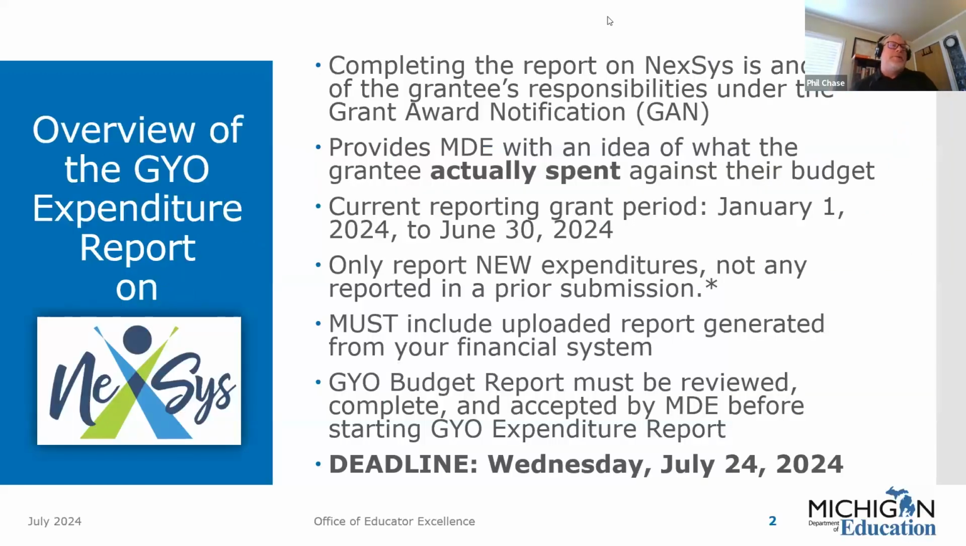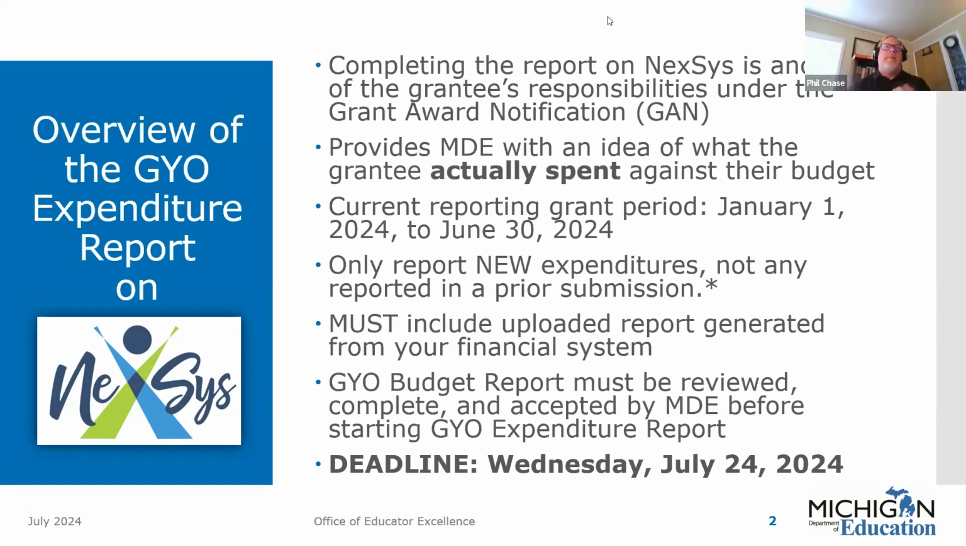So for the Grow Your Own Expenditure Report, this is kind of an overview. Just as a start, to remind everybody, completing the expenditure report and really completing all reports in Nexus is part of your grantee's responsibilities under the grant award notification. It's a really important part of the grant administration. The GYO expenditure report this time around, in July 2024, is going to provide MDE with an idea of what the grantee actually spent against their budget. Remember, budget is kind of a spending plan, but this time the report is about what you actually did spend for allowable costs across all of your current grantees.